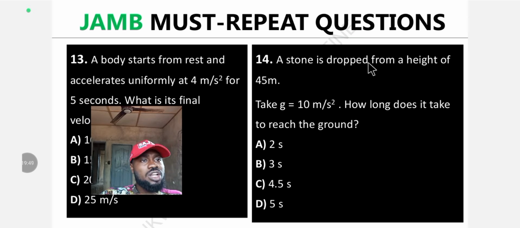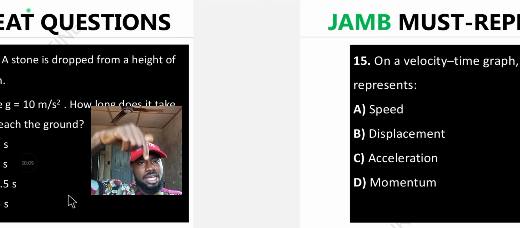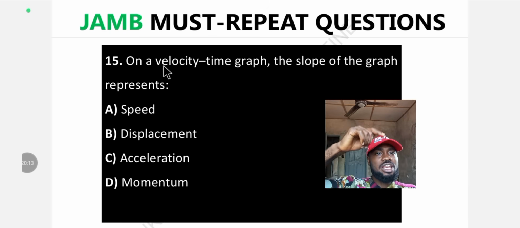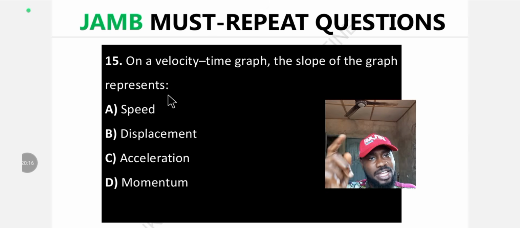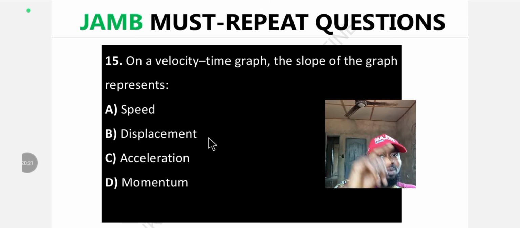Question 14. A stone is dropped from a height of 45 meters. Take gravity equal to 10 meters per second squared. How long does it take to reach the ground? A, 2 seconds. B, 3 seconds. C, 4.5 seconds. D, 5 seconds. Drop the answer in the comment section. Question 15. On a velocity time graph, the slope of the graph represents what? A, speed. B, displacement. C, acceleration. D, momentum. Drop the answer.